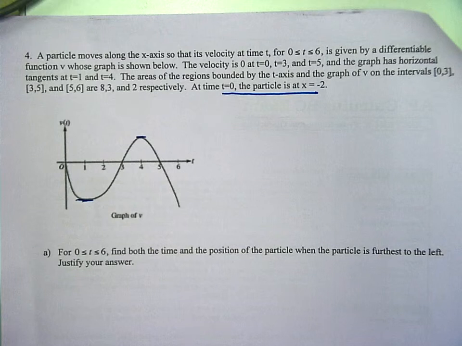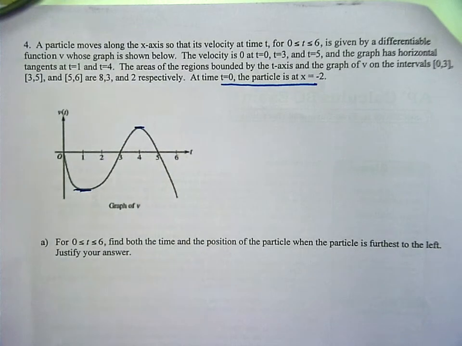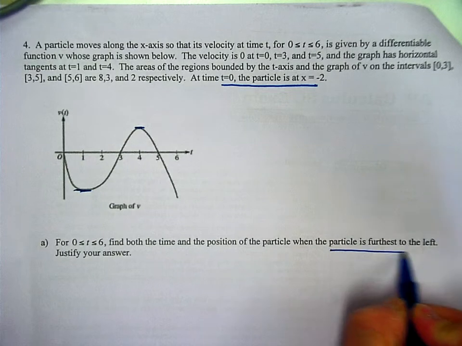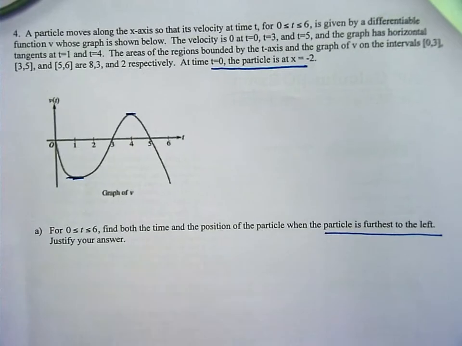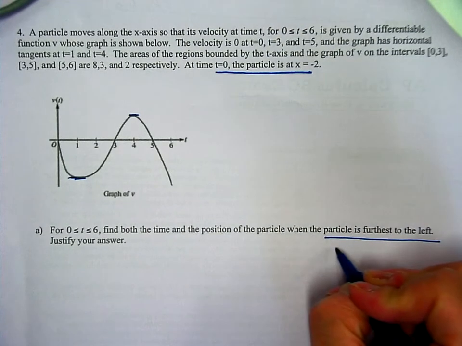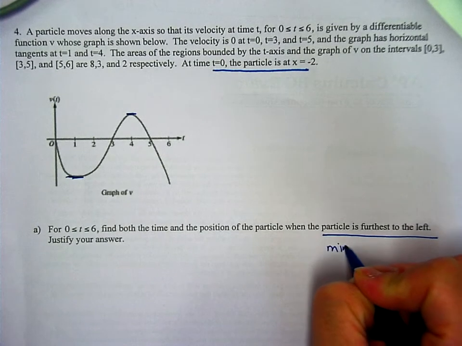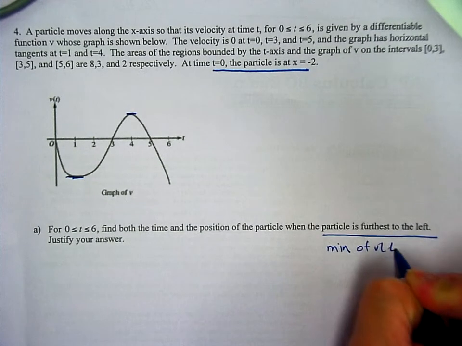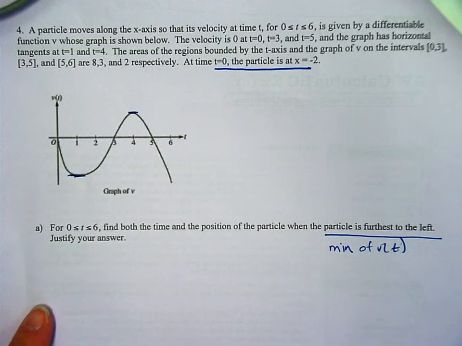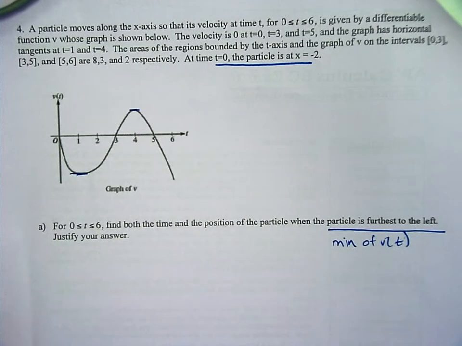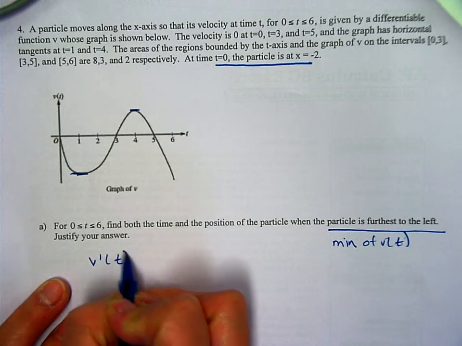Okay. Part A, find both the time and the position of the particle when the particle is furthest to the left. So basically, when you're talking about furthest to the left, this is asking you to find the minimum of x of t. Okay, so it's really asking for the absolute min. So how do we find the absolute min of anything? We need to check the critical numbers. So where is the derivative equal to 0?